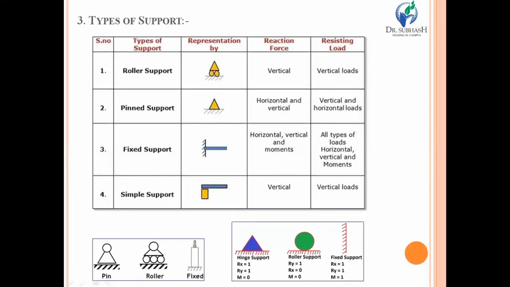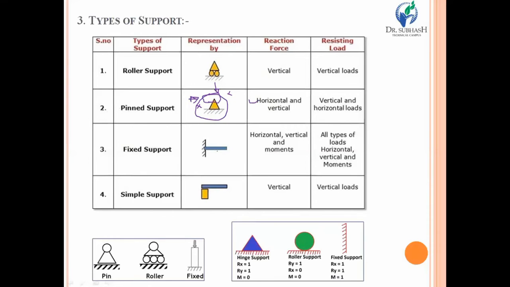Now, the second and one more important support is the pin support. It is represented by a simple triangle, and if you are using pin support, then the beam is pinned with the particular support. If you apply a horizontal force or a vertical force, the beam will not move in the direction of those external forces. So both horizontal and vertical reactions may be set up if you are using pin support.